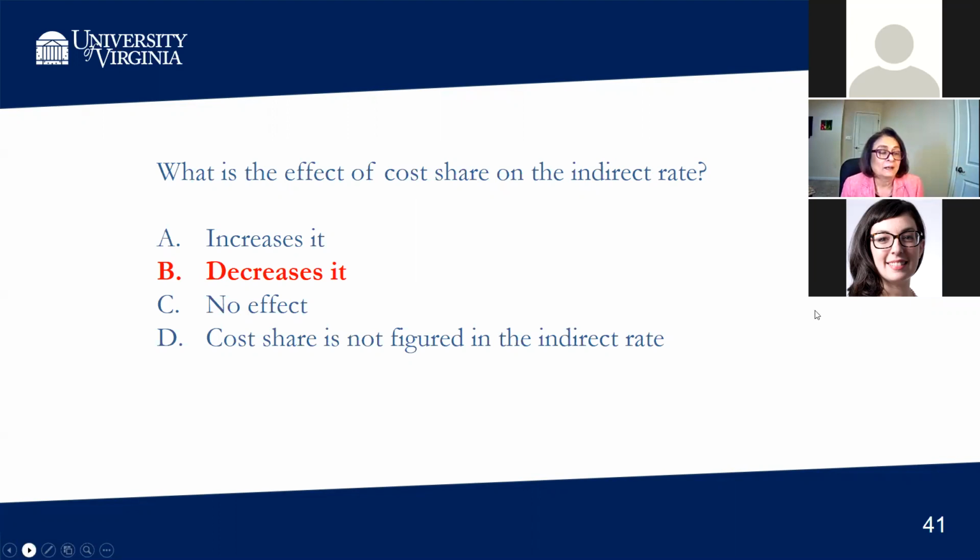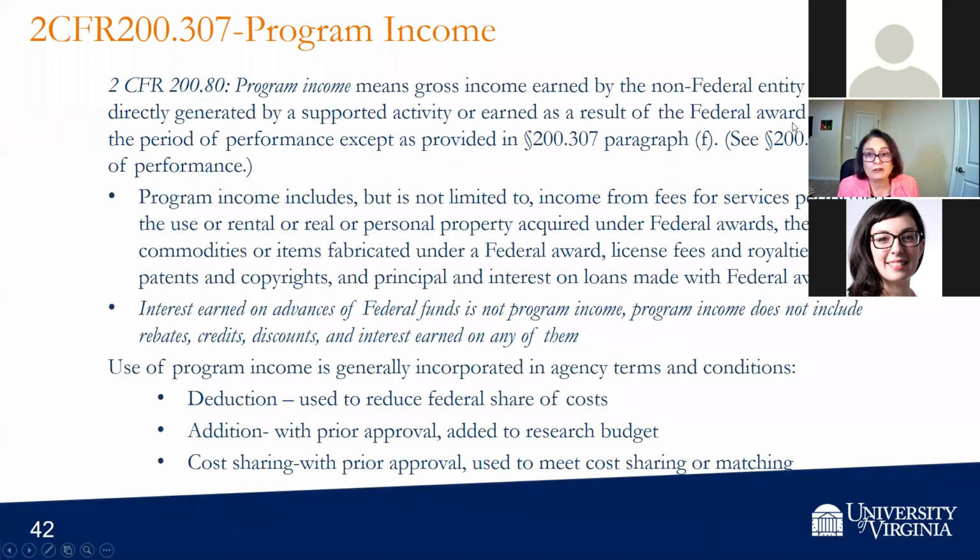Okay, program income. I took the definition directly from the uniform guidance. It includes income generated by the sponsored program. I have seen that PIs buy supplies and modify the supplies to create widgets, and then the PIs actually sell some of the widgets to a collaborator who also needs those widgets. And when we receive the money from the collaborator, we book that as program income.